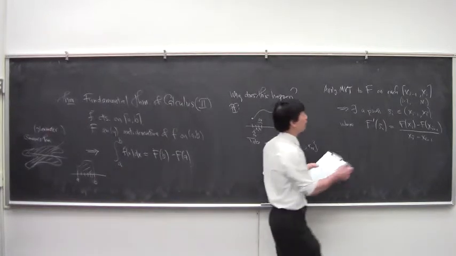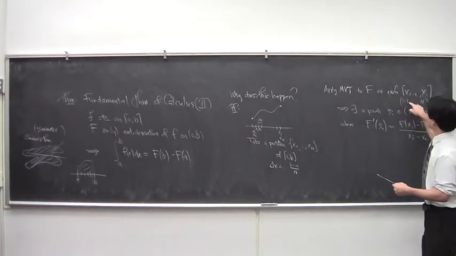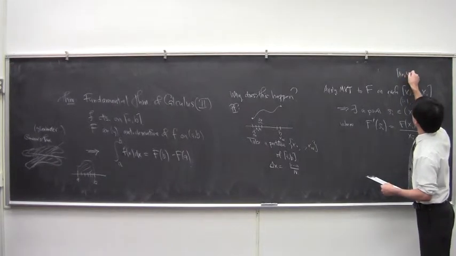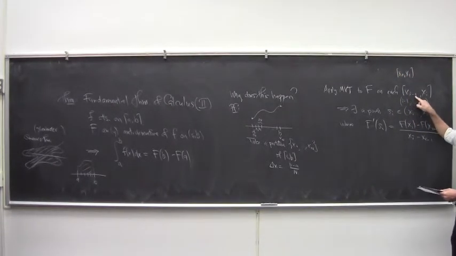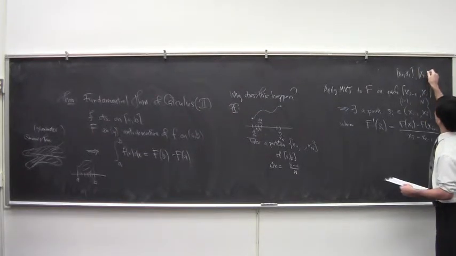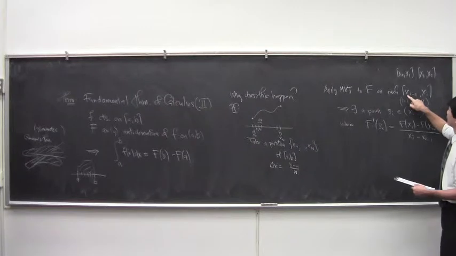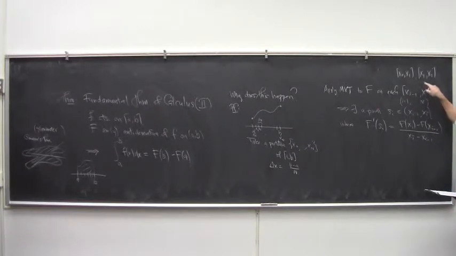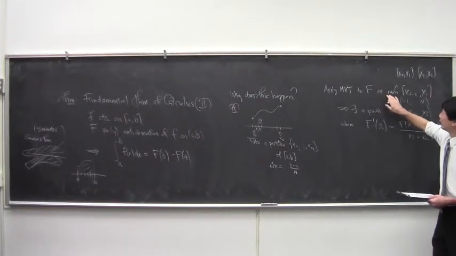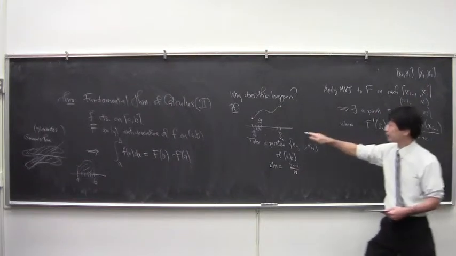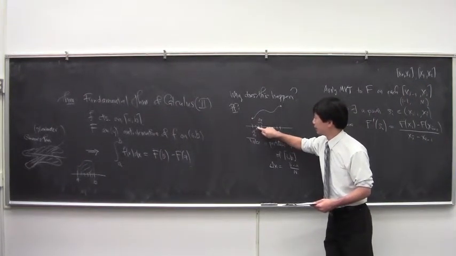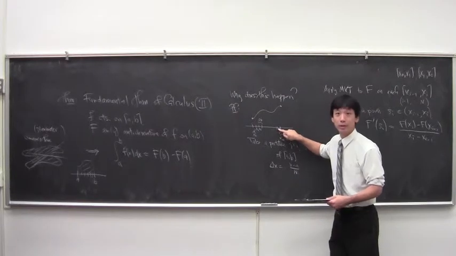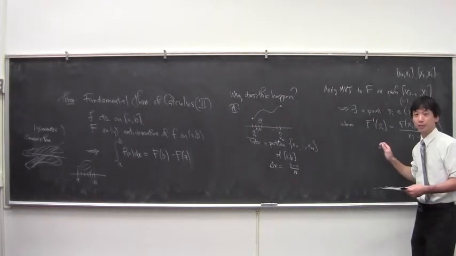That's right. For each interval, when i equals 1, we're talking about x0, x1, that is x_{i-1}, x_i. When i equals 2, we mean x1, x2, and then all the way up to x_{n-1}, x_n. So we're applying the mean value theorem to each of these intervals: x0, x1, this interval, this interval, and this interval.